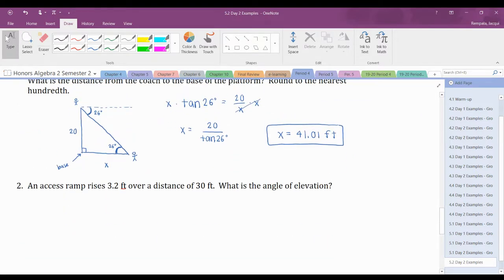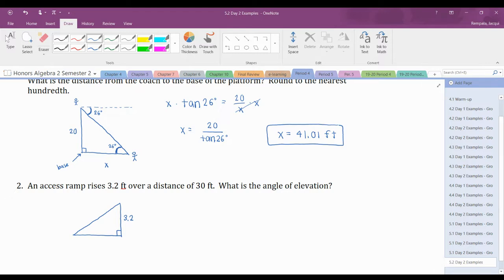Okay, here's another one. It says an access ramp rises 3.2 feet over a distance of 30 feet. What is the angle of elevation? So once again, I'm going to sketch a picture of a triangle, more specifically a right triangle. We're talking about a ramp that is rising 3.2 feet. Rising means we're going vertical, so 3.2 feet is going to be the height, but the ramp itself is 30 feet.